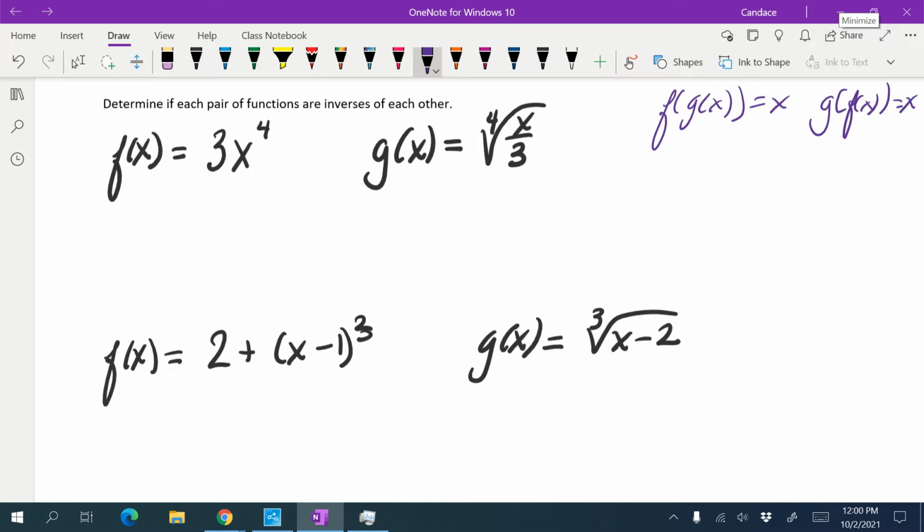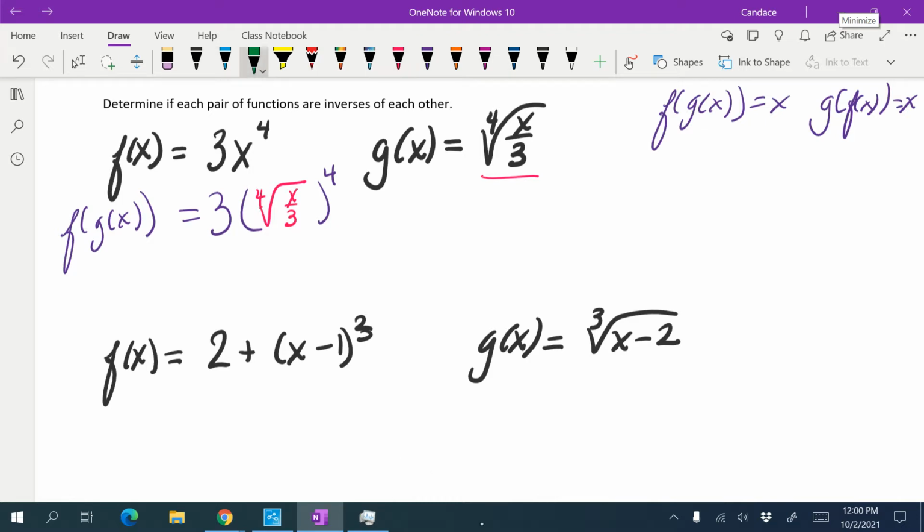So let's start with the first one here. I'm going to go f of g of x. So I'm going to start by writing my outer function f with parentheses for the x. And then I'm going to take my g function and I'm going to substitute it into the parentheses. Now I'm going to evaluate that.